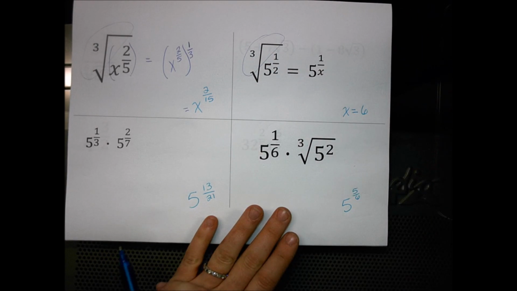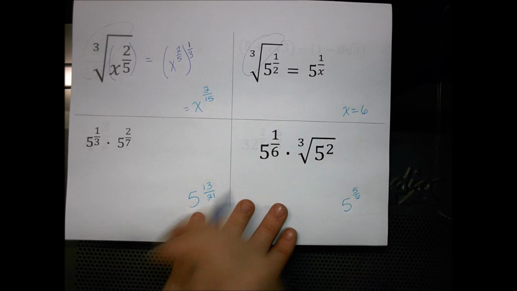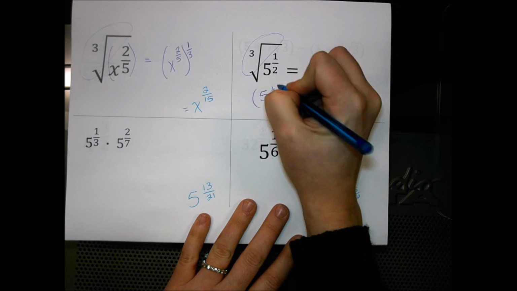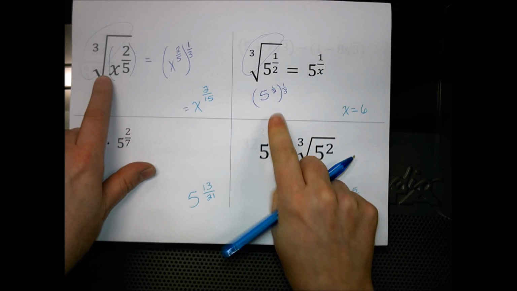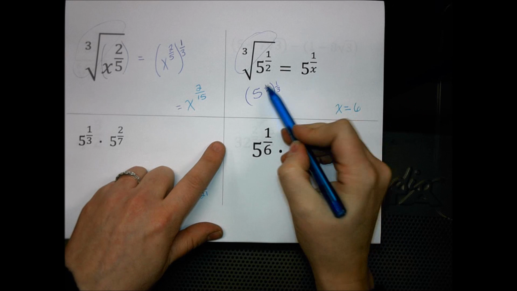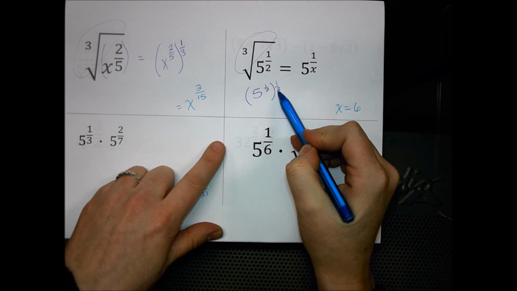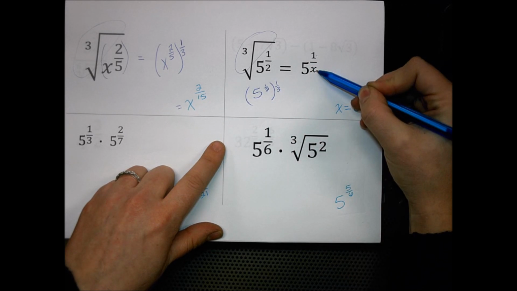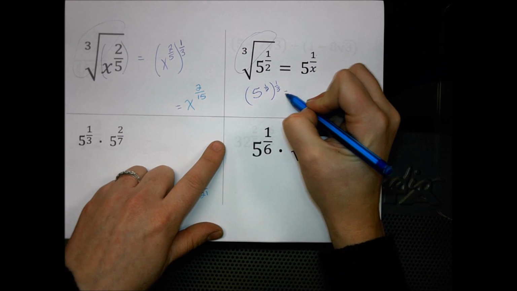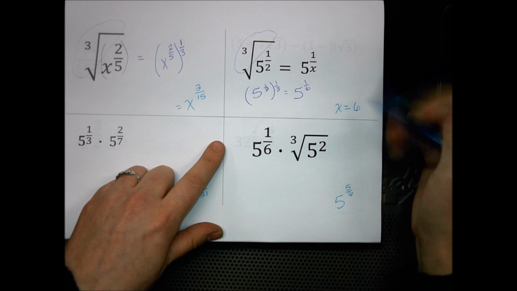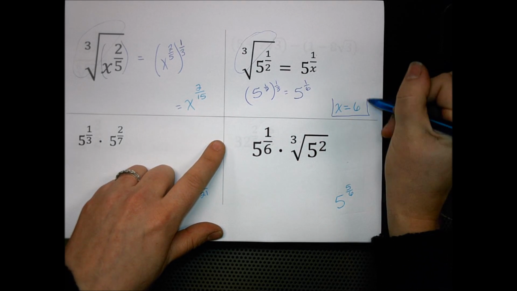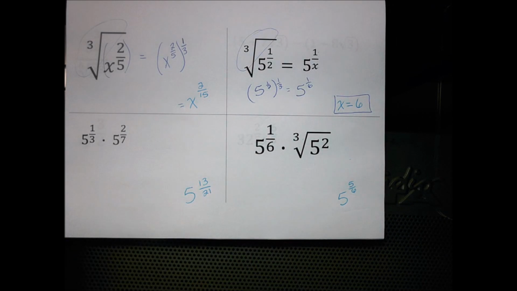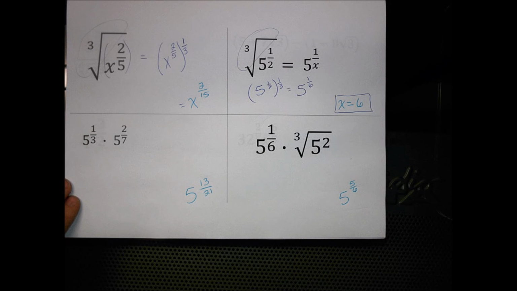What about over here? What does the cubed root equal? An exponent of 1 over 3. 1/3 again, just like this one. So you multiply those exponents straight across, and 1 times 1 is 1, 2 times 3 is 6. So this simplifies to 5 to the 1/6, but it only asked for x. That's why I put x equals 6. So it only asked for that denominator. Questions on the first two? No.